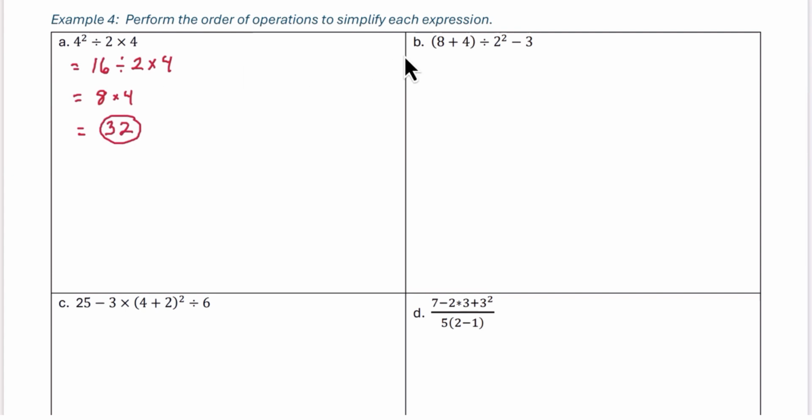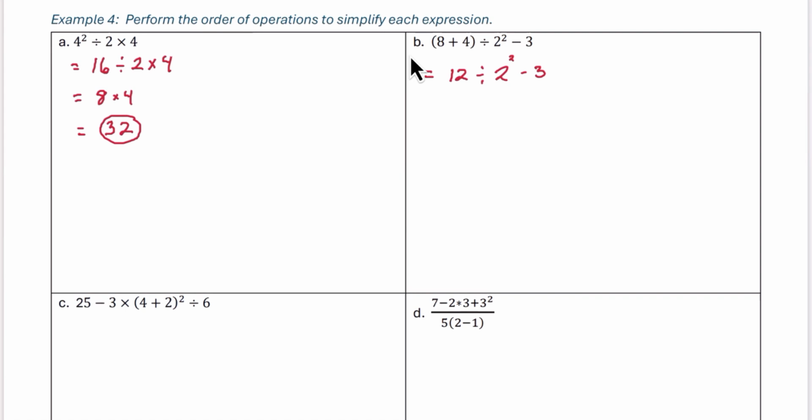In example B, again, we want to follow the order of operations. Step 1 is simplify inside grouping symbols, which we do have this time. We have a set of parentheses. So we want to do that first. Inside the parentheses, we have 8 plus 4. That will give us 12. And then we'll simply copy down the rest.